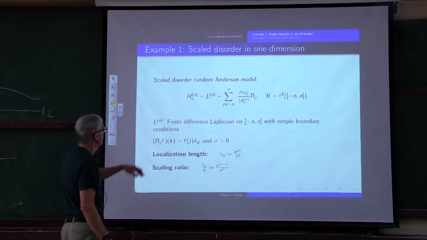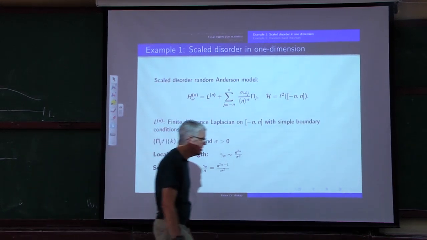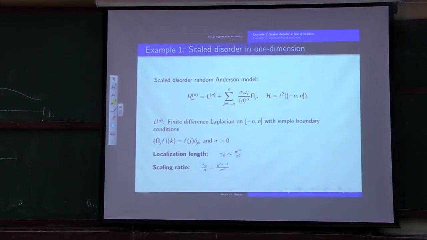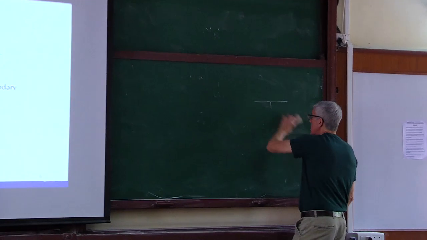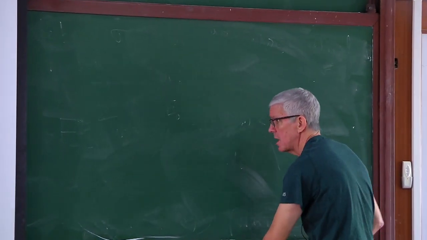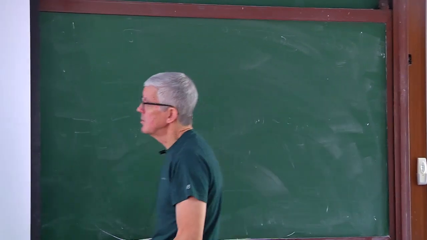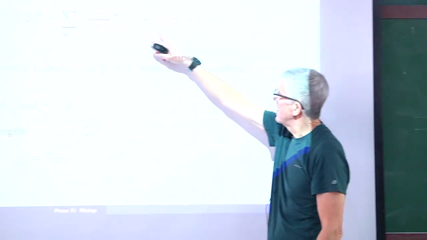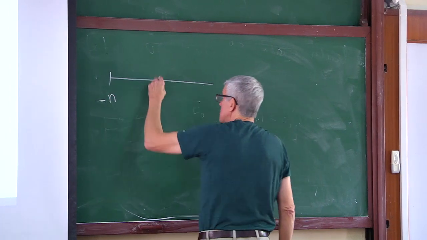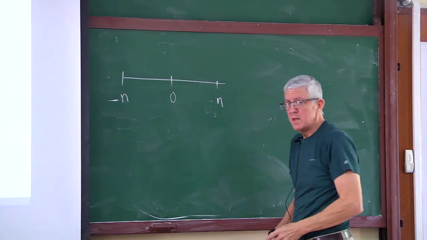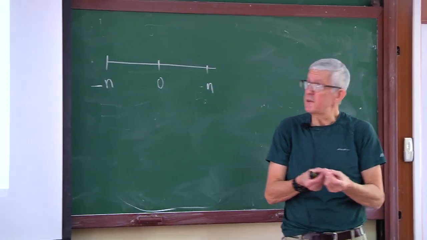The first model that I'll talk about is the so-called scaled disorder model. And it's kind of nice and allows you to see exactly those two regimes that I talked about earlier in the general conjecture, because you can compute the localization length and you know the size of the box. So this particular model is characterized by the following. You fix n and you work on an interval of length 2n, so basically of size n, and you scale the interaction term, the strength of the disorder, with n.